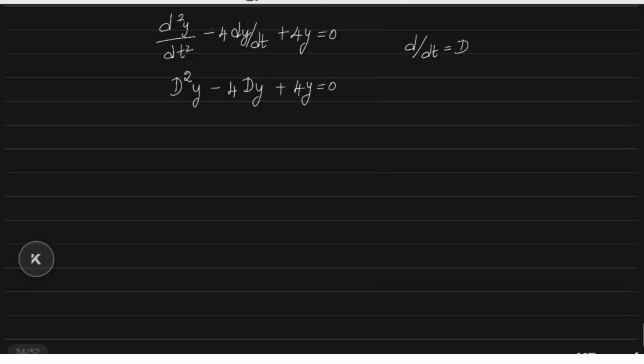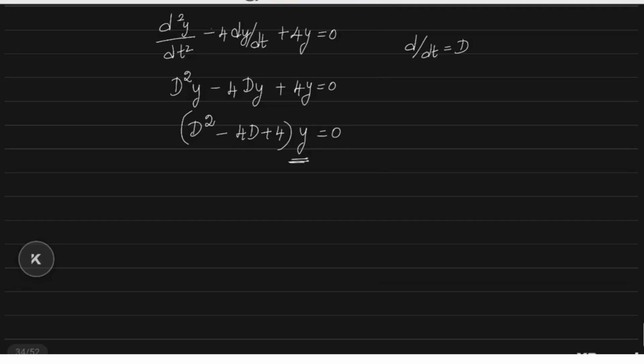In all the three terms, you can see that y is common, so that y can be taken outside. So it is D square minus 4D plus 4 into y is equal to 0. Generally, what we are doing is solving the differential equation, and on solving it, we get this y. That is what we are going to find. Since the right hand side is equal to 0, it is enough if we find the complementary function to give the complete solution. So now we have to find y.